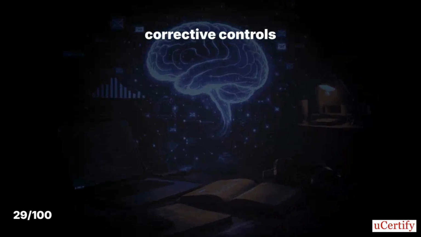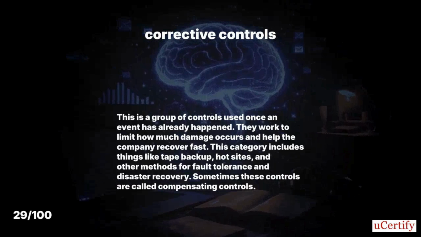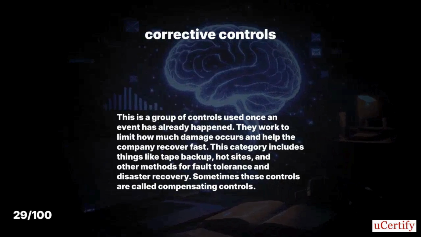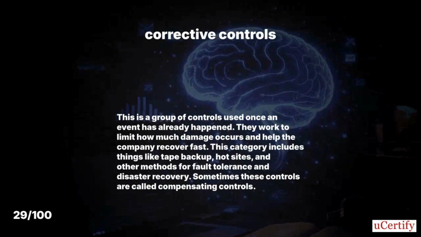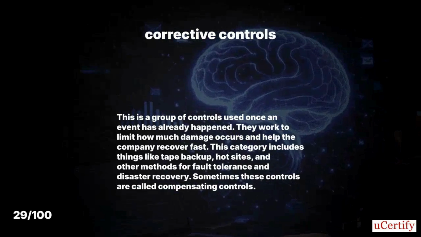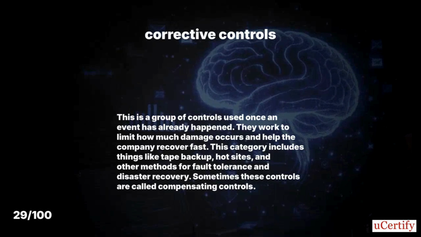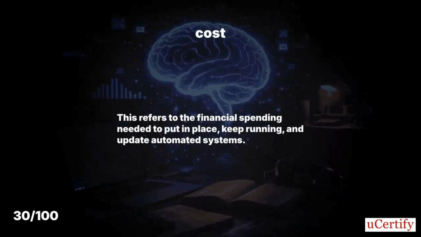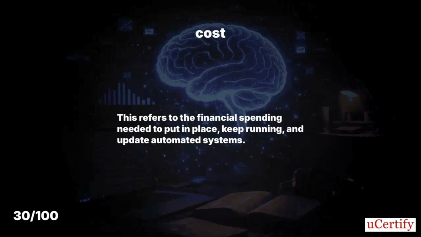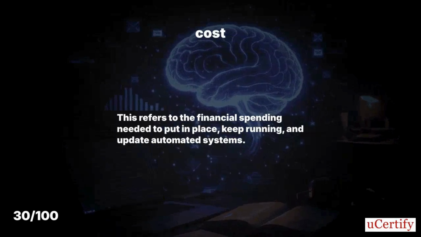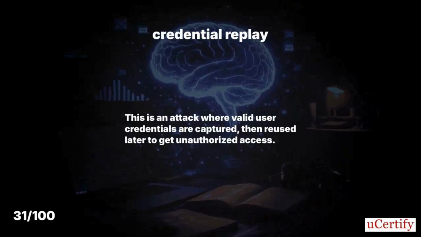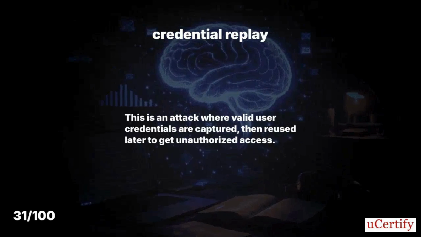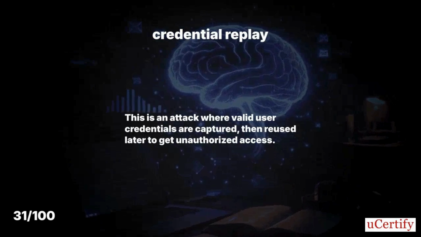Term: corrective controls. This is a group of controls used once an event has already happened. They work to limit how much damage occurs and help the company recover fast. This category includes things like tape backup, hot sites, and other methods for fault tolerance and disaster recovery. Sometimes these controls are called compensating controls. Term: cost. Definition: this refers to the financial spending needed to put in place, keep running, and update automated systems. Term: credential replay. This is an attack where valid user credentials are captured, then reused later to get unauthorized access.